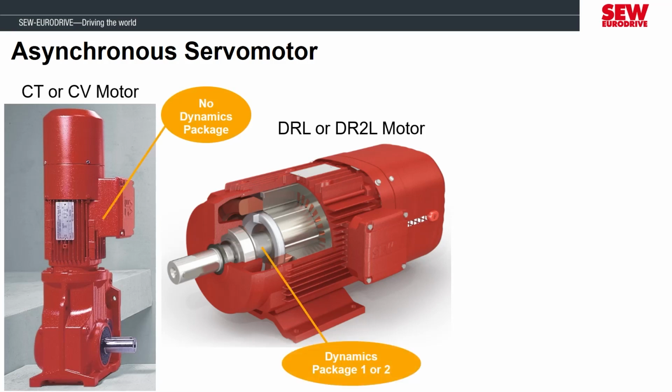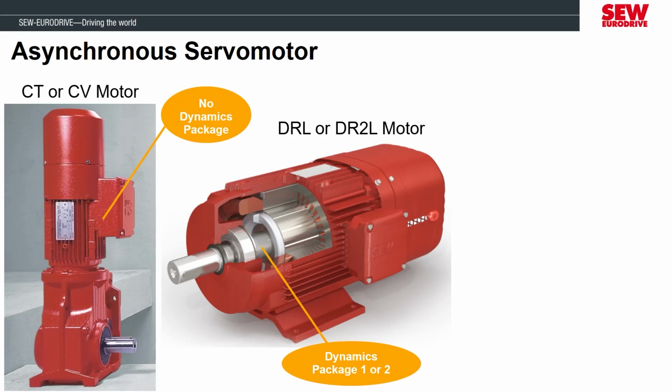It also has a feature called the dynamics package. The obsolete CT and CV motor didn't have this, but the DRL motor can have different size rotor shafts to support higher or lower torques within the same frame size. The dynamics package 2 will offer the highest torque, so this is often how it is ordered.